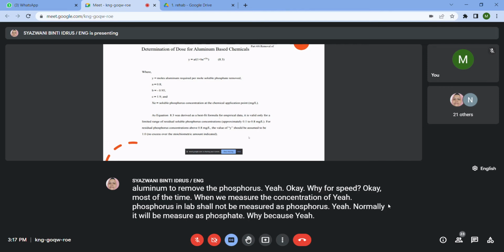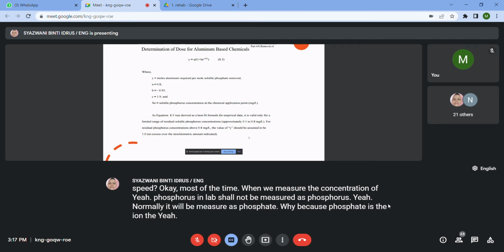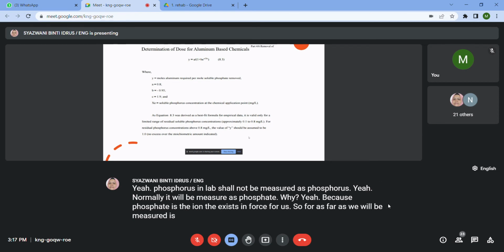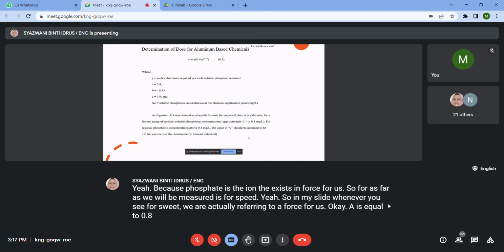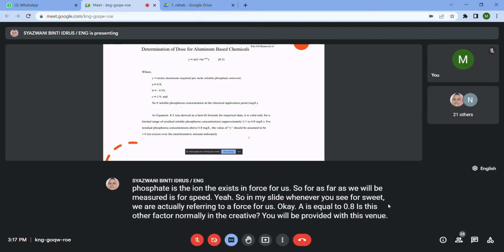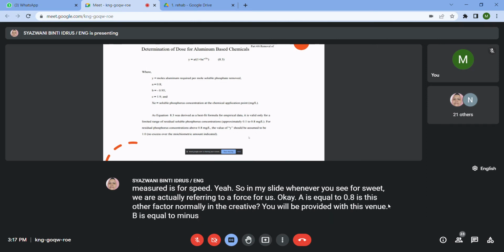Because phosphate is the ion that exists in phosphorus, phosphorus will be measured as phosphate. So in my slide, whenever you see phosphate, we are actually referring to phosphorus. Okay, A is equal to 0.8. These are the factors. Normally in the question, you will be provided with this value. B is equal to minus 0.95.